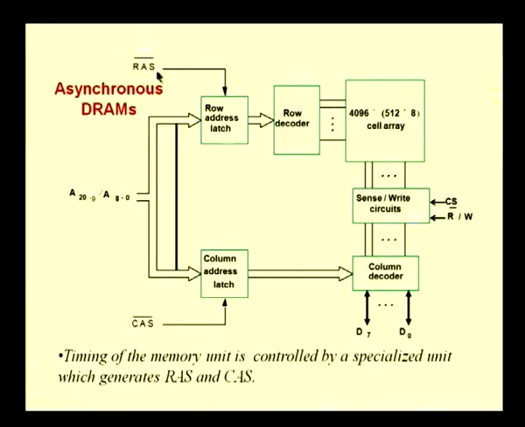What is important in this structure is the RAS and CAS signals and how they are generated. The timing of the memory unit is controlled by a specialized unit which will generate the RAS and the CAS, because we need to first give the RAS, latch it and then give the CAS. So, the timing here is important. Normally we have special controllers for DRAM which will take care of generating this RAS and CAS circuitry. This is the basic DRAM circuitry that we have, but there are also certain other faster modes of access that are provided on the DRAM circuitry.